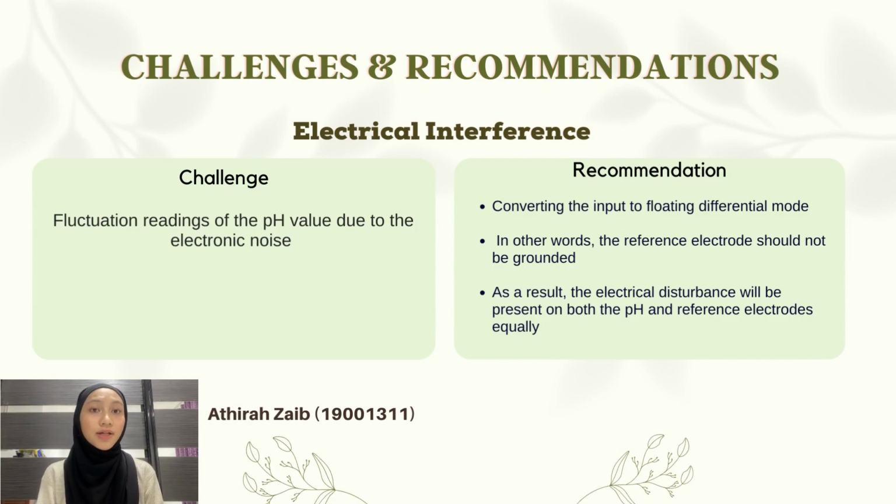The first one is electrical interference, which is the fluctuation of the pH value readings due to electronic noise. For instance, when the mixing motor is turned on, it may generate 1 to 2 volts of electrical interference into the liquid whose pH is being measured. As noise is a shared signal, it is detected by both the pH and reference electrodes. Since the reference electrode is grounded in the asymmetrical mode, electric noise is present solely on the pH electrode. As a result, the noise produced together with the pH signal will amplify, hence producing fluctuation in values.